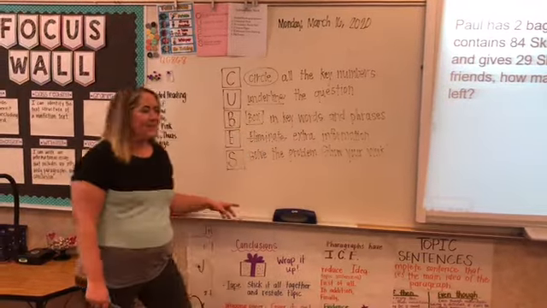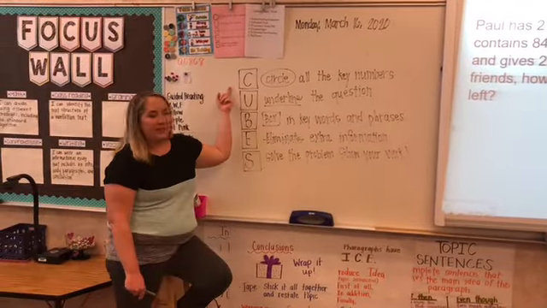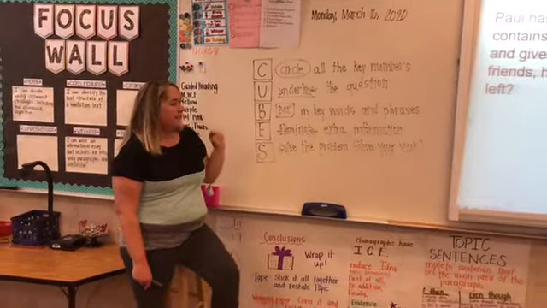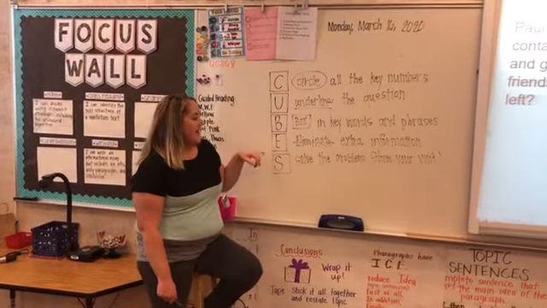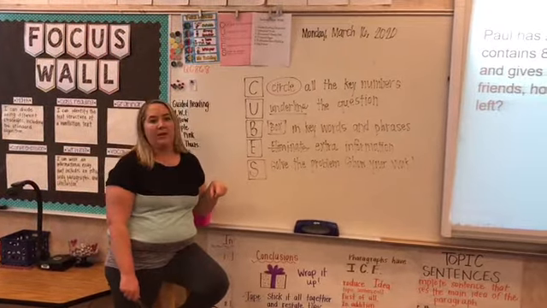We're gonna jump into math and we're gonna go over the CUBES method again. So remember, the C is circle all the key numbers. U, underline the question. B, box in the keywords or phrases. E, eliminate extra information. And S, solve the problem, show your work.